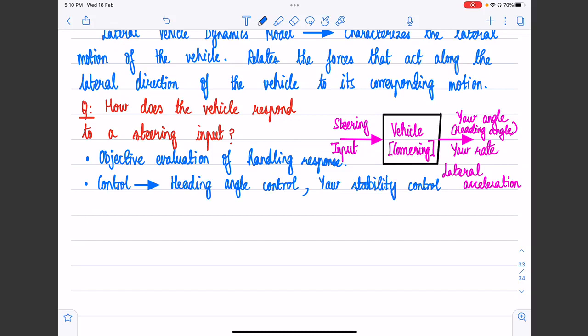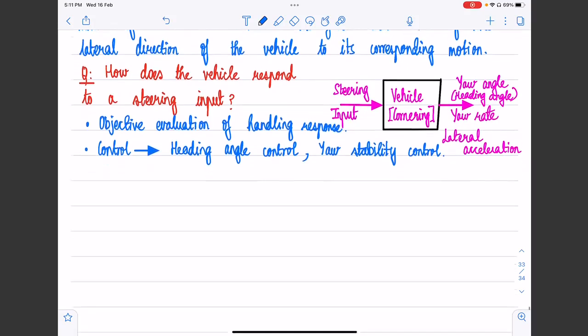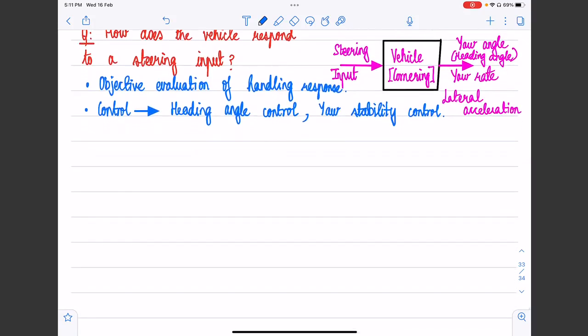And even when we want to predict the vehicle response for applications such as lane departure warning or lane keeping and so on, understanding the lateral dynamic response of the vehicle becomes useful. So that is where we are going to use some of the models that we are going to study. All right, so this is a brief preamble to lateral dynamics.